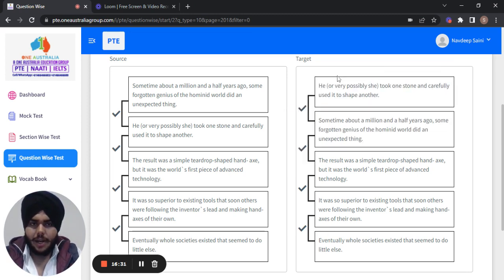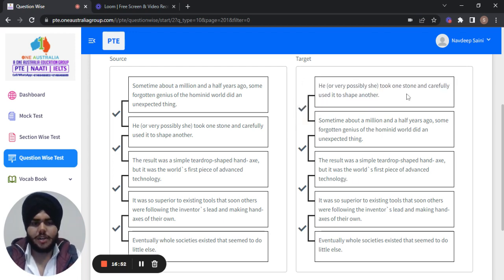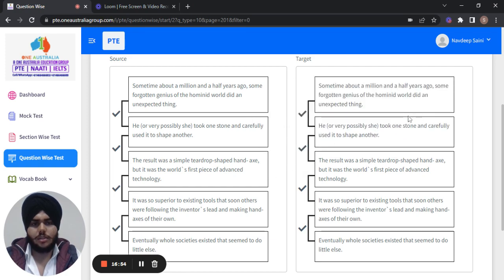First I had this in mind as well, okay, but it won't go. He, or very possibly she, took one stone and carefully used it to shape another. Sometime about 1.5 million years ago, some forgotten genius of the hominid world did an unexpected thing. Right? What did they do? This is what they did. After this, we cannot say the result was a simple teardrop hand axe. We have to do this.